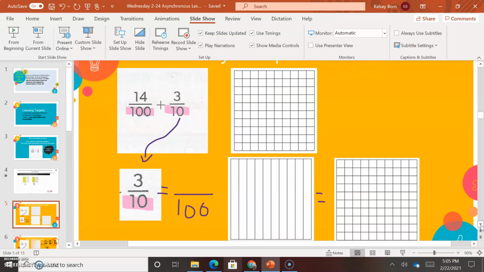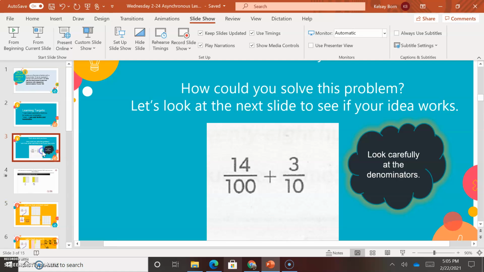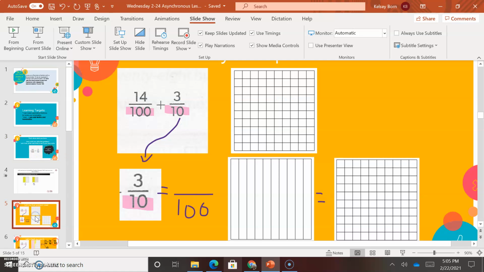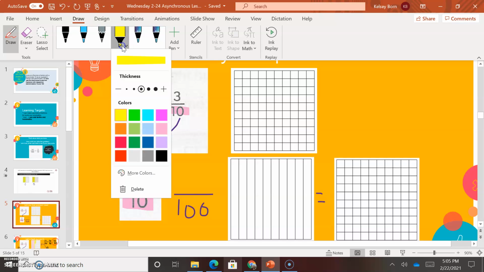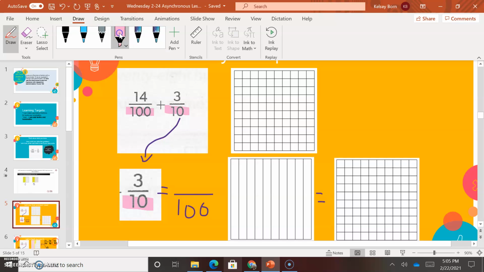So let's try these. I have 14 hundredths plus 3 tenths, which is what I asked you to look at here on this slide. So we're going to do this one together. I have highlighted the denominators because they don't match. We need to change these tenths to hundredths in order to solve. Okay. So I'm going to get out my little marker. I'll use pink because that's what we have here.